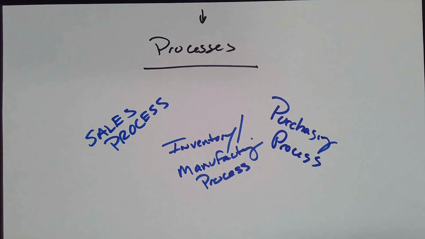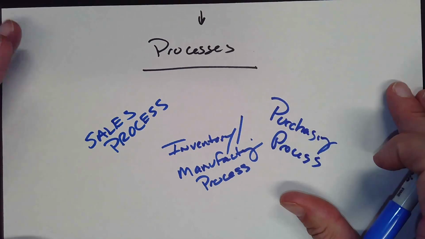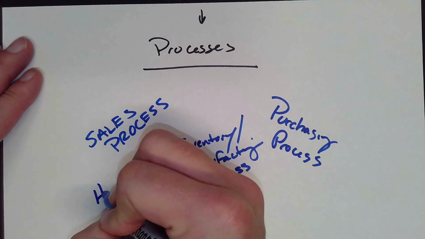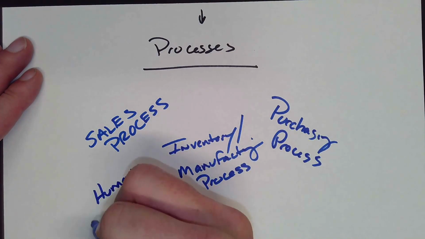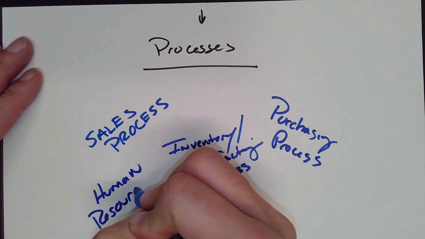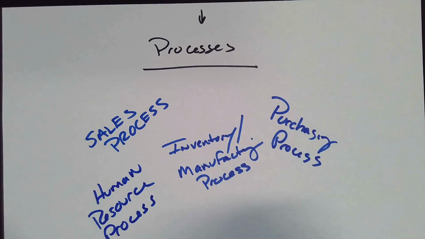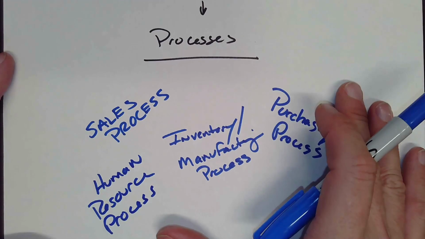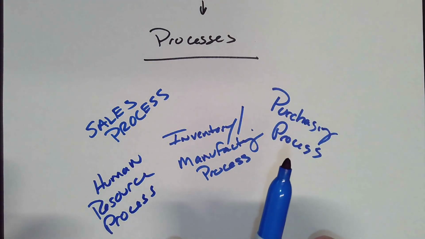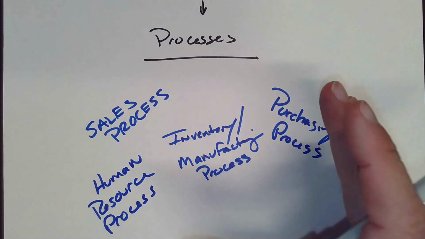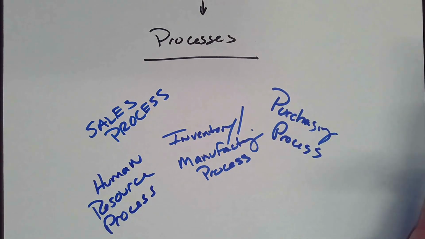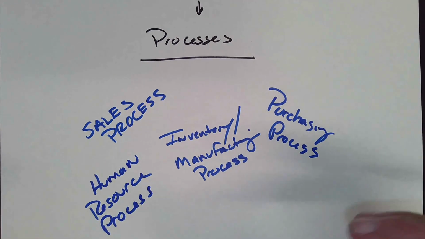Well, what if this is a service entity and I'm really selling human beings services? Well, I need to get those human beings, so I probably have a human resource process. Where I hire the people, I train them, give them the understanding about what they need to do, and then go out there and have them execute it for a fee. So those would be some processes.